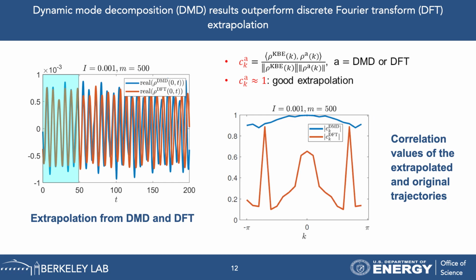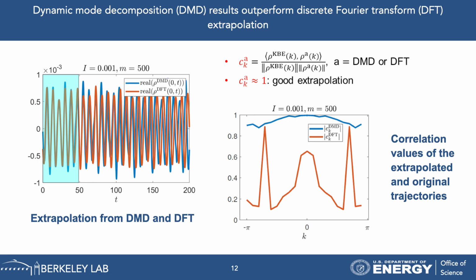We also compare the DMD extrapolation with a more intuitive extrapolation from discrete Fourier transform, and the results are shown in the left figure. Actually, the rho DMD matches well with the original trajectory, but the rho DFT deviates a lot from it, especially outside the sample window. So in our example, DFT extrapolation does not perform as well as DMD extrapolation.